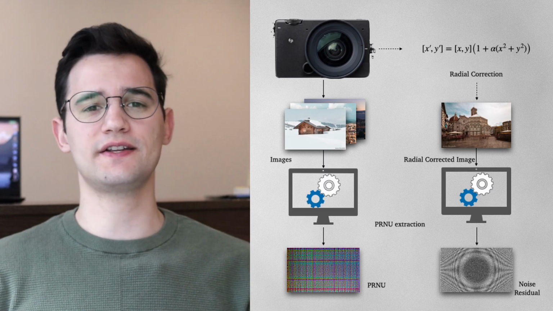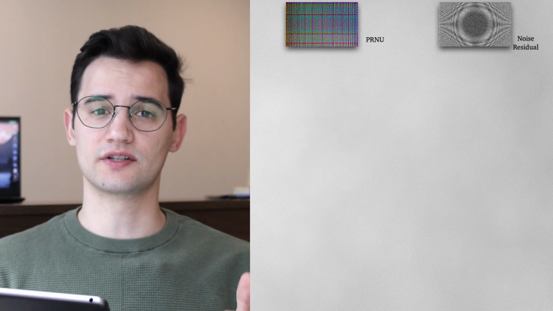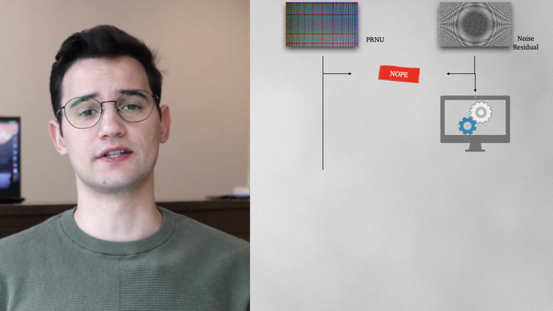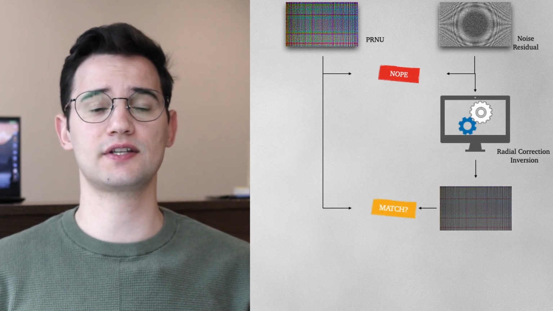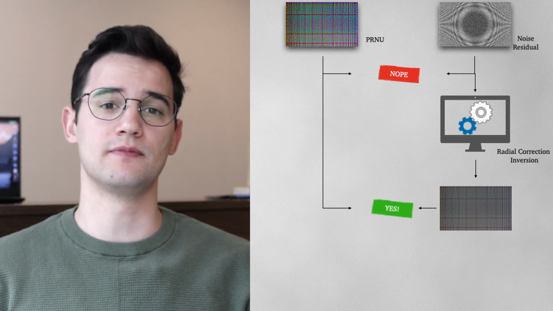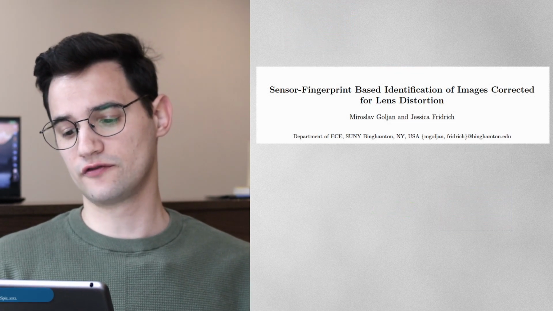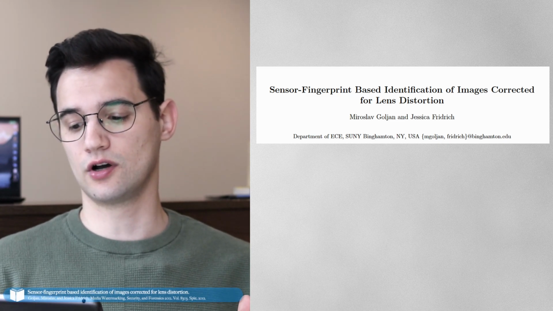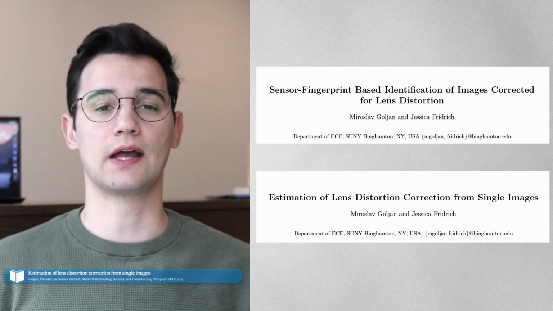However, the PRNU is also very sensitive to any kind of spatial transformation and shifts, like those occurring, for instance, during radial corrections, which dramatically reduce its consistency and require inverting the spatial transformation before measuring the PCE. For these reasons, in the last decades, a few methods have been developed in order to recover the PRNU consistency by inverting the radial correction applied to the image and, of course, to its PRNU. Precisely, the two most relevant works are Sensor Fingerprint-Based Identification of Images Corrected for Lens Distortion and Estimation of Lens Distortion Correction from Single Images, both co-authored by Miroslav Goljan and Jessica Fridrich.